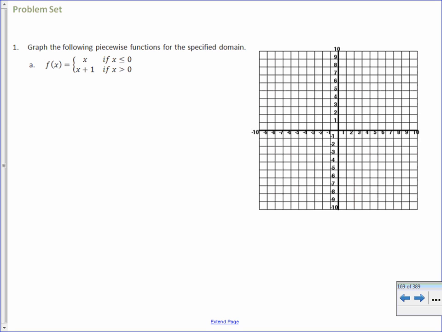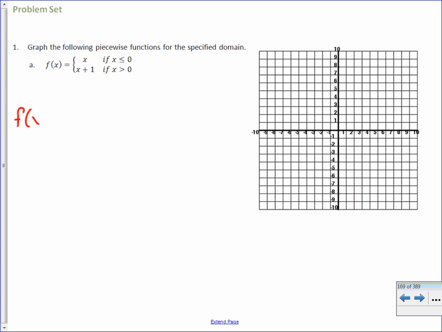Today we are graphing piecewise functions. So here I gave you two pieces of information. I'm telling you that f of x is equal to x if x is less than or equal to 0, and f of x is equal to x plus 1 if x is greater than 0. So there's two pieces to this graph.